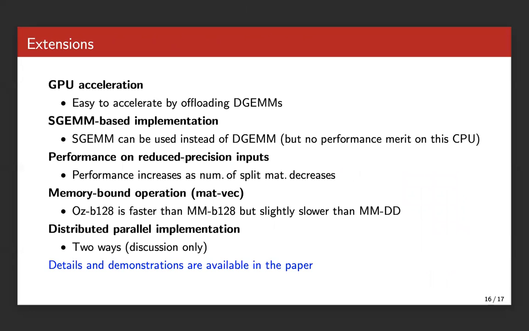In our paper, we discuss several extensions and applications of the proposed implementation, including GPU acceleration, SGEMM-based implementation, performance on reduced precision inputs, performance of matrix-vector multiplication, and a distributed parallel implementation. Due to the time constraint, we cannot introduce them in this presentation, but we show the performance demonstrations in the paper, except for the last one.